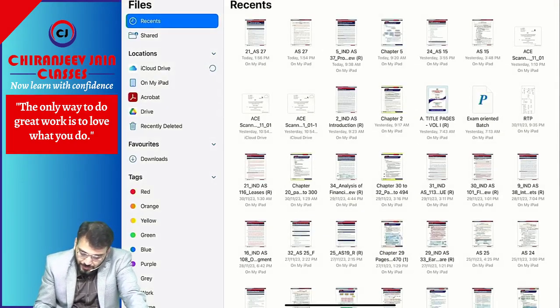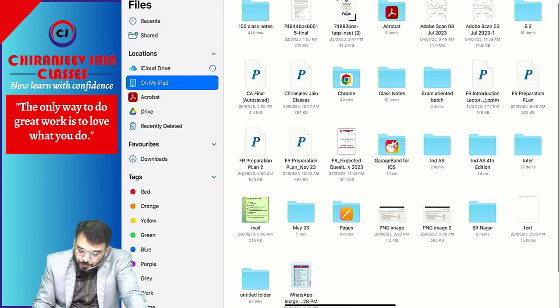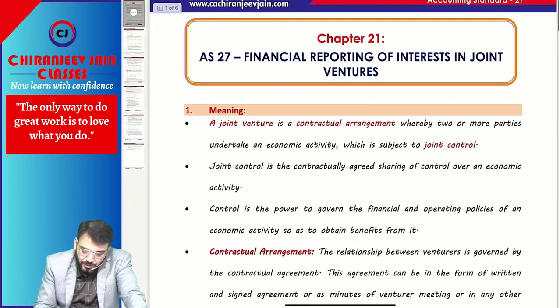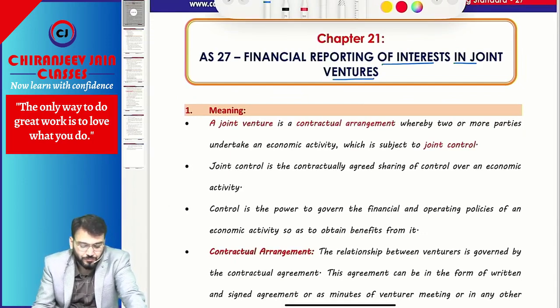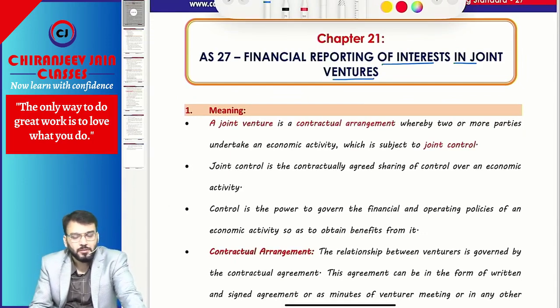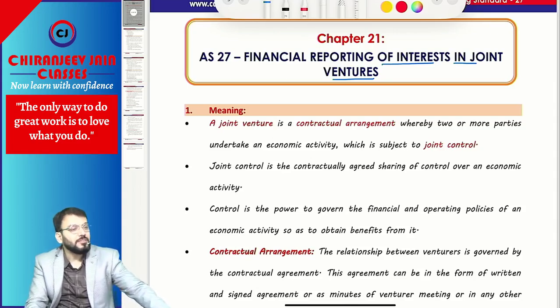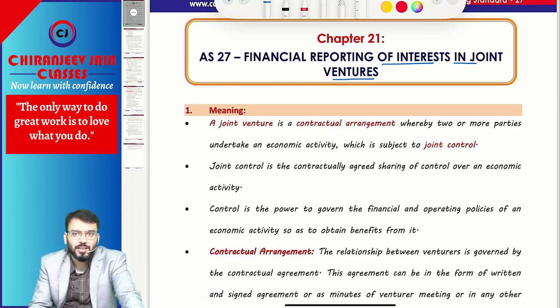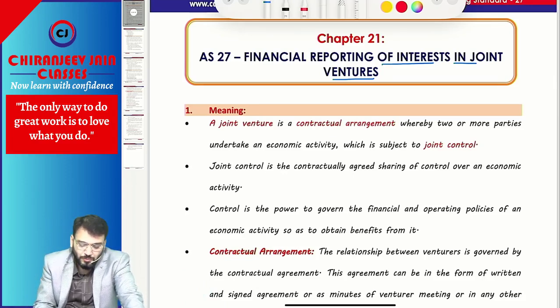AS 27 is related to financial reporting of what? Of joint venture. Financial reporting of interest in joint venture. Correct? So what is the meaning of joint venture? We need to understand. Can I say in AS 21 we have done consolidation of subsidiary. Correct? Now first we need to understand what actually joint venture means.